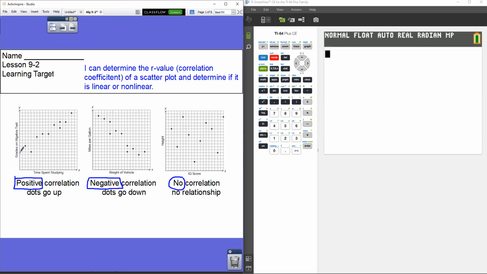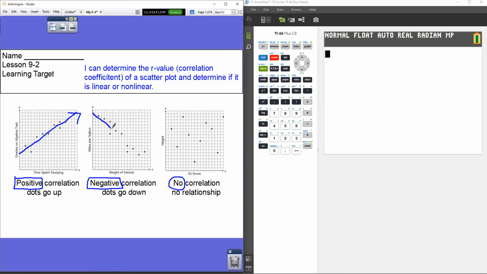In positive correlation, the dots go up. A scatter plot has dots all over the place. When you look at a scatter plot, you always go from left to right, just like you read a sentence. So we're starting down here and we are going up, going from left to right. So positive correlation, the dots go up.